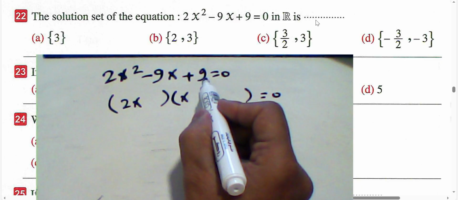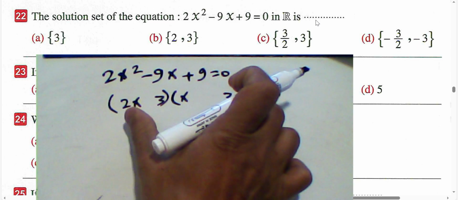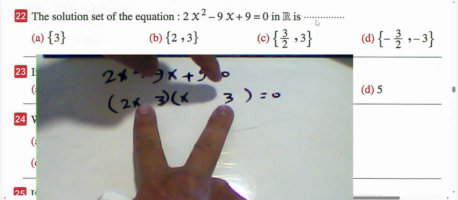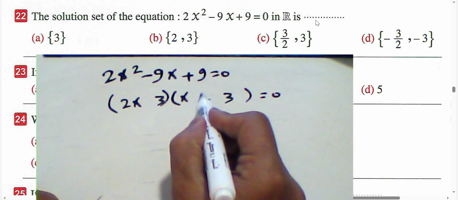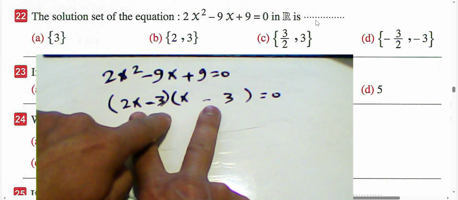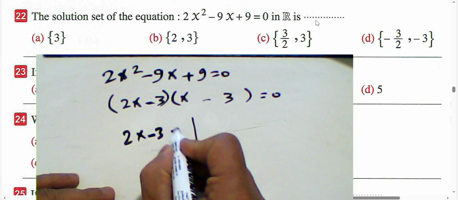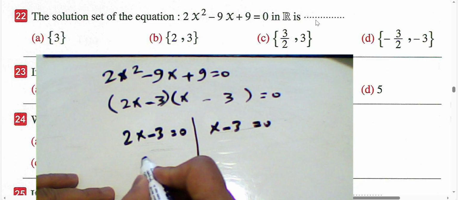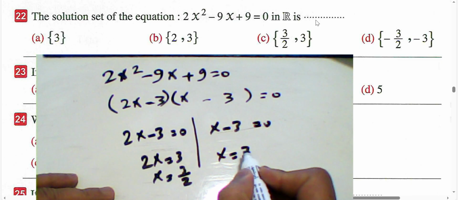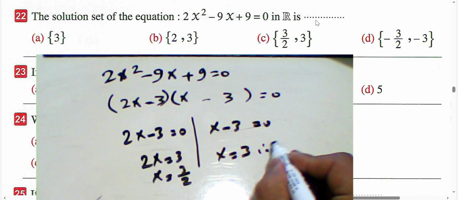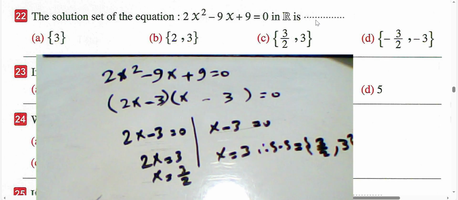2x times x, we want 9. 9 equals 3 times 3. Because 2 times 3x, 2 times 3, 6x, and 6x plus 3x equal 9x here. And the sign will be negative and negative. Negative times negative positive, and the summation between them will be negative 9x. And we have two brackets. 2x minus 3 equals 0, or x minus 3 equals 0. Then we can write 2x equal 3 and then divide by 2. Then x equal 3 over 2 and x equal 3. Then the solution set here will be 3 over 2 and 3.